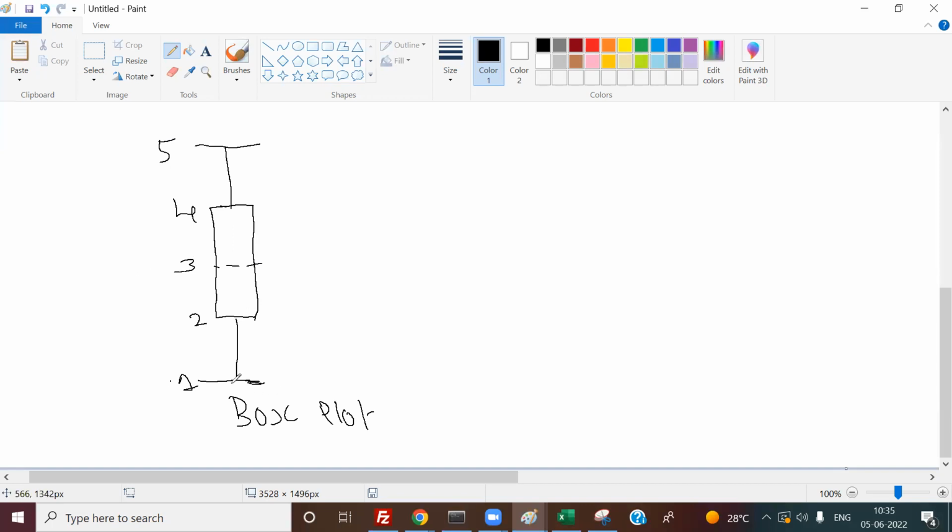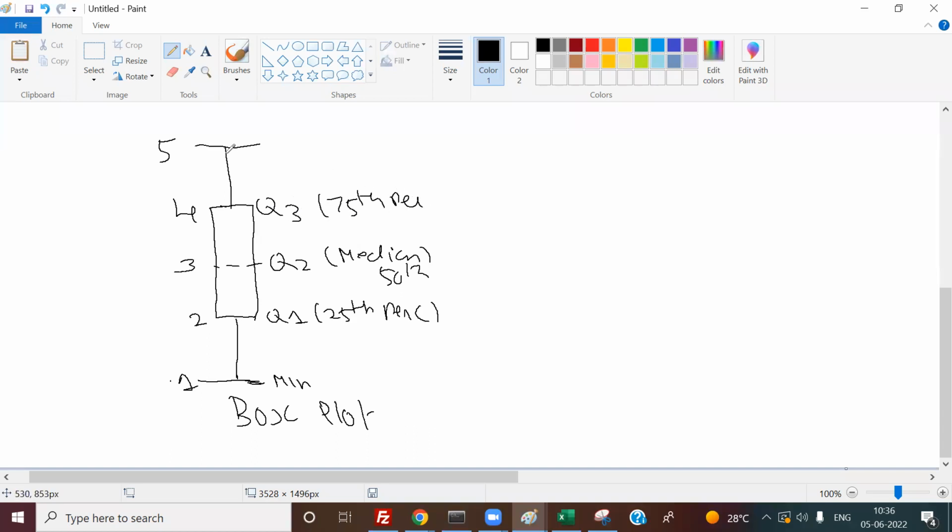Point 1 is your minimum value. Point 2 is your Q1. That is your 25th percentile. Now, whatever you studied yesterday, उसकी knowledge आज लगेगी. Point 3, can someone guess? It is Q2 or the median, which is also known as your 50th percentile. And this is, I hope people have guessed it, Q3, that is your 75th percentile. And this is obviously max.